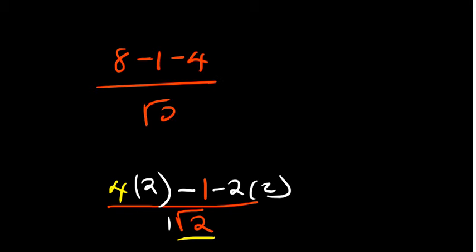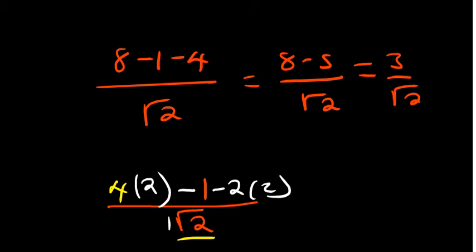2. 8 minus 4. Okay, 1 plus 4 is 5. So we have 8 minus 5 over the root of 2. 8 minus 5 is going to be what? So we have 3 over root of 2. Okay. So we are done with the issue of simplifying.